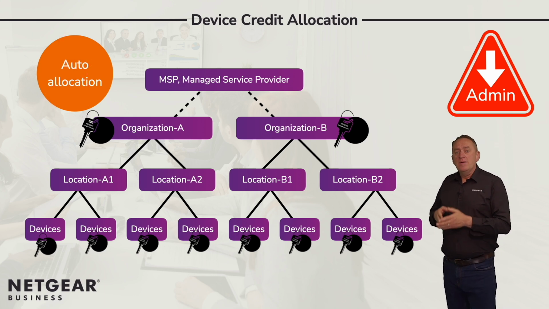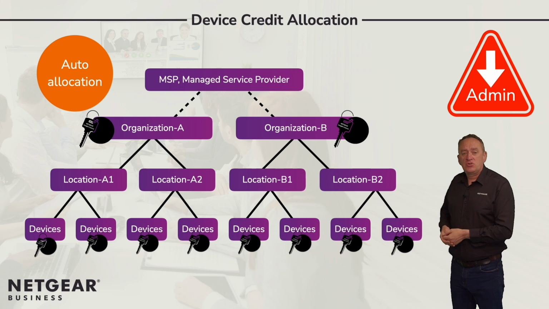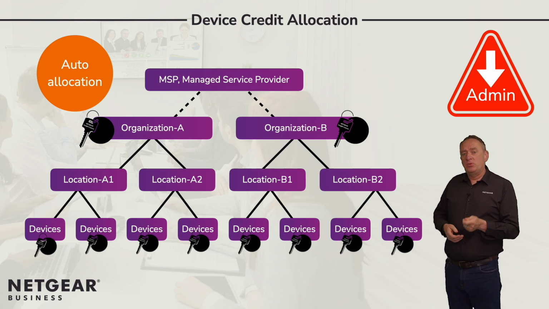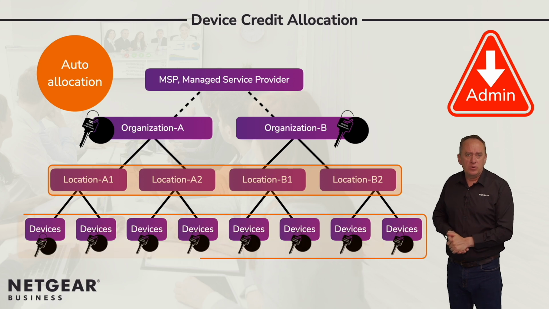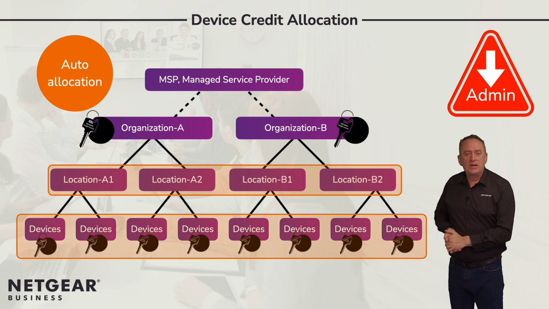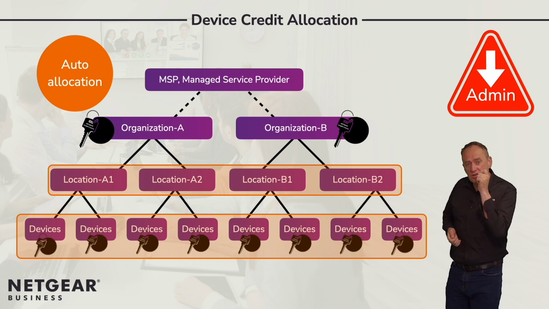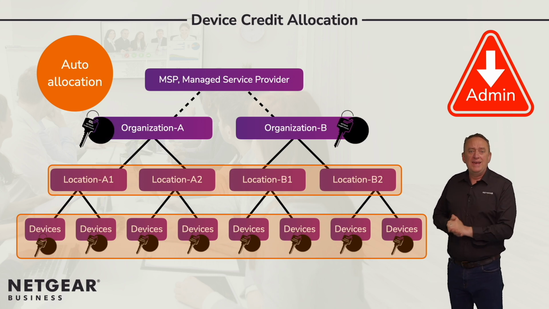Insight will also auto allocate device credits across multiple locations and multiple devices when applicable to make sure each device within the location is constantly operational. As long as there are sufficient license keys within the account, Insight will take care of the rest.